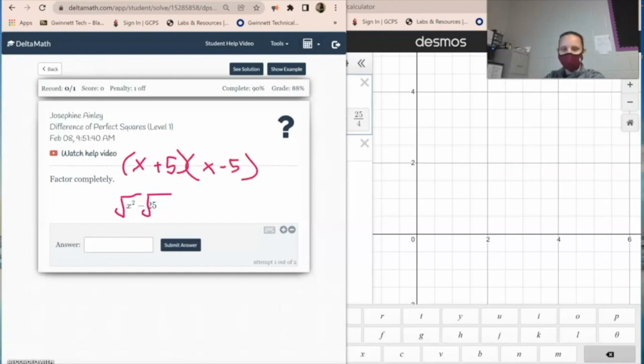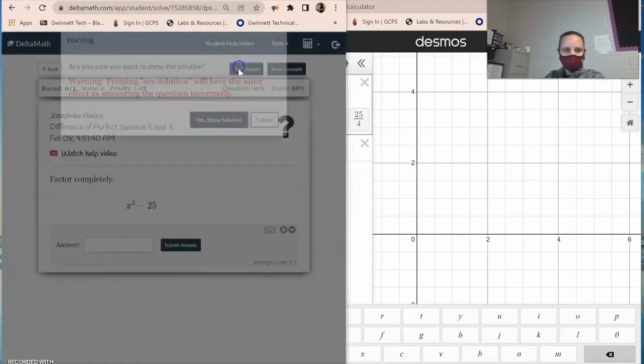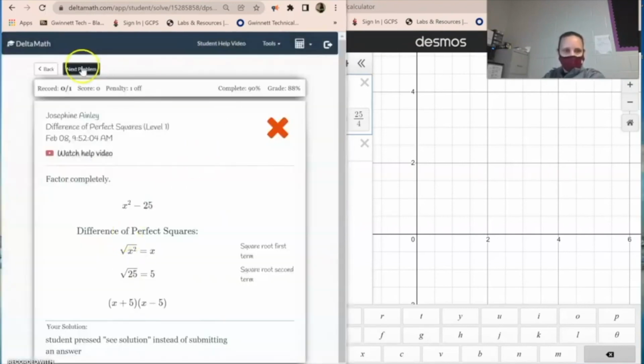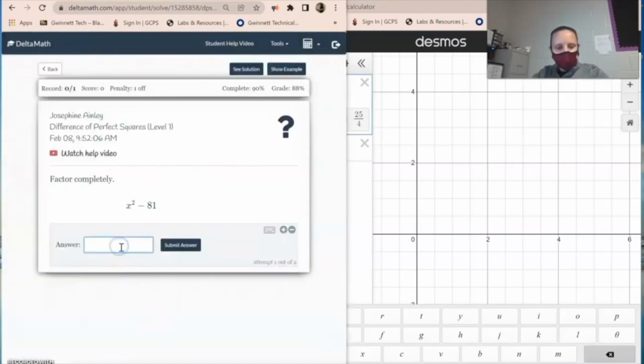Just like that. All right, I'll do one more, so I'll do the actual question. So I already know I'm going to have parentheses. Square root of the first one, so square root of x squared is x. Square root, so I'm going to do it twice, right? And then the square root of 81 is 9. So I'm going to have plus 9 and minus 9. Right? So again, square root of the first thing, square root of the second thing, plus and minus.